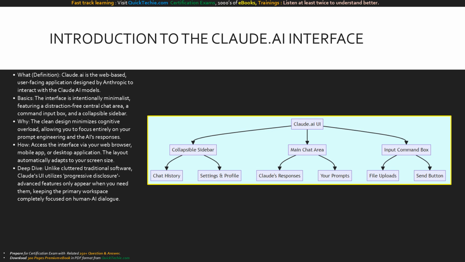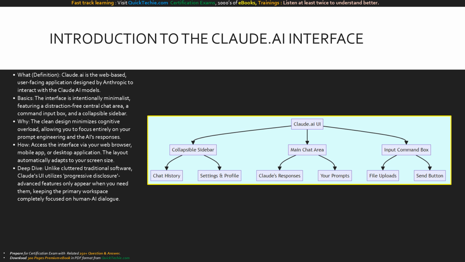When you first log in, you might be struck by how clean and empty it looks. This isn't a lack of features, it's a deliberate design choice by Anthropic. Think of this interface as a blank canvas for your thoughts. The layout is divided into three main zones: the central chat area where the magic happens, the input box at the bottom, and a collapsible sidebar on the left for navigation.